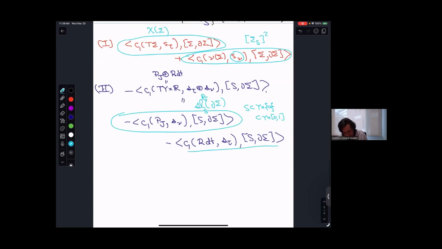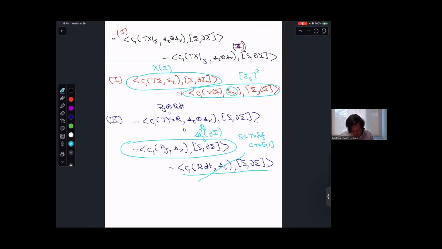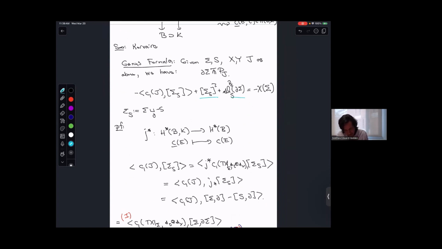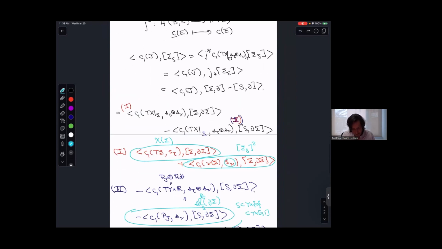And then finally, this final term just vanishes because that bundle is already trivial. I have a global section of that bundle given, say, by the R direction, and I can use that to argue that I don't have anything here. Okay, and so if we group these terms, those are the three terms that you have here, here, and here, and I've rearranged as before, starting with this evaluation. So great, we have this genus formula.